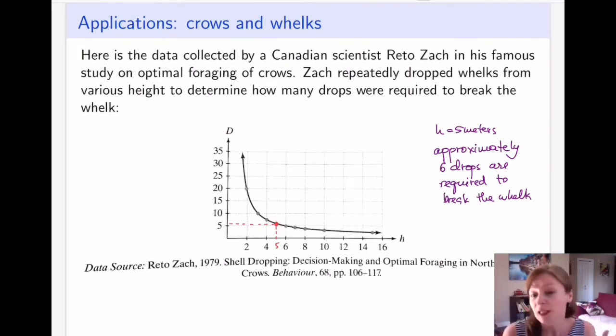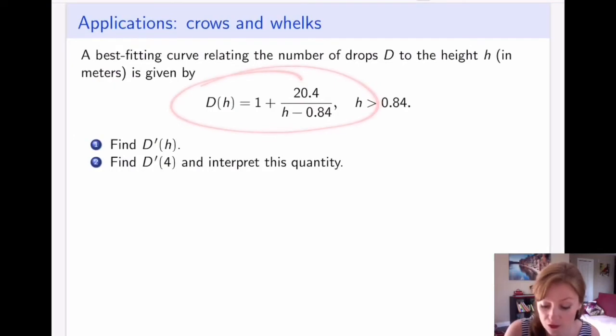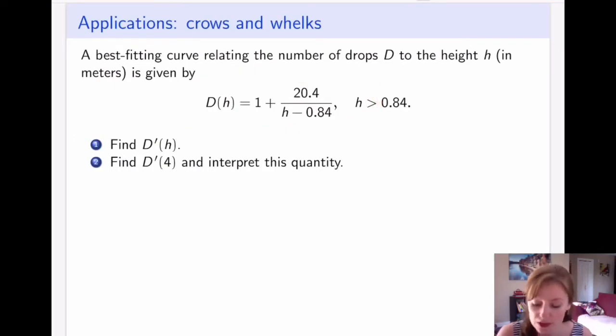Now, having collected a lot of data, Rito Zak managed to fit an actual function to it, and this is the formula for that function that describes the number of drops from the height h that are required to break the whelk. The question here is to find the derivative of that function, compute it at 4 meters, and interpret that quantity. It is, first of all, a sum of two things.